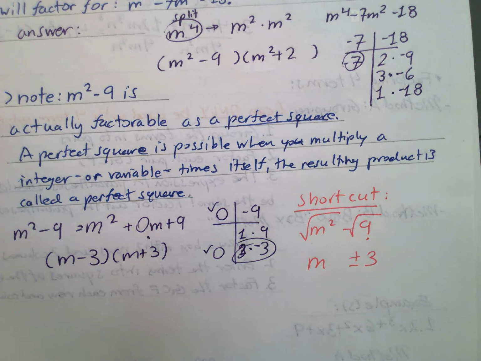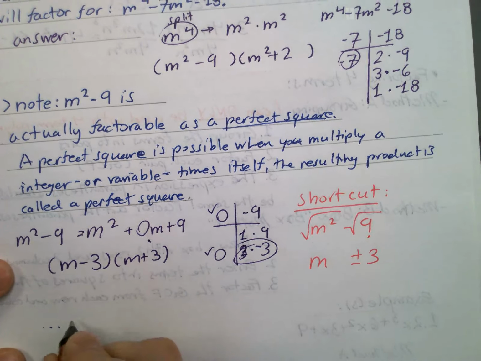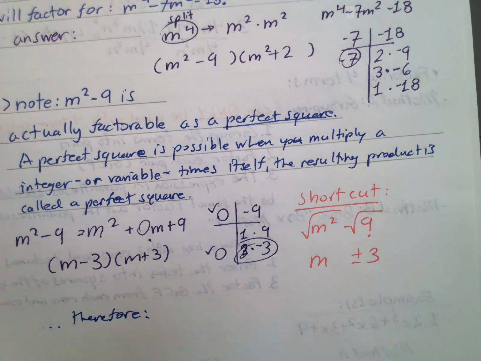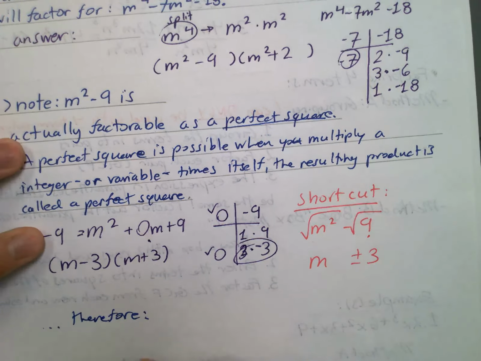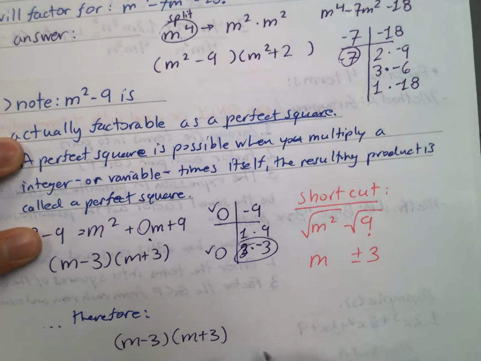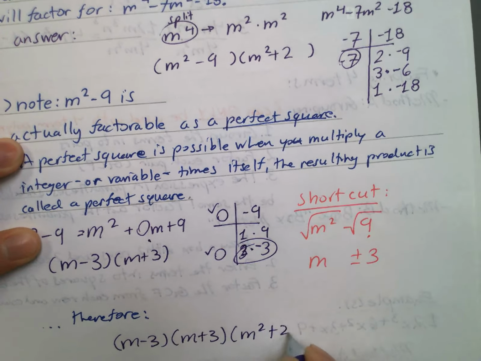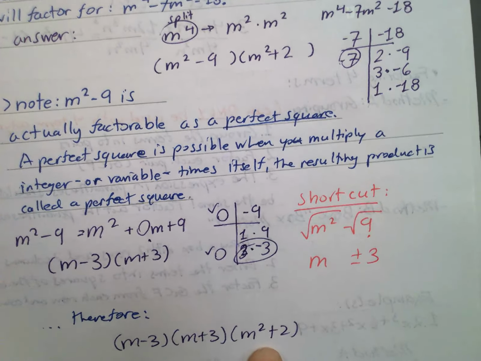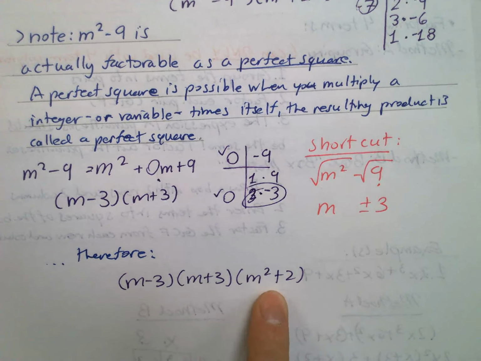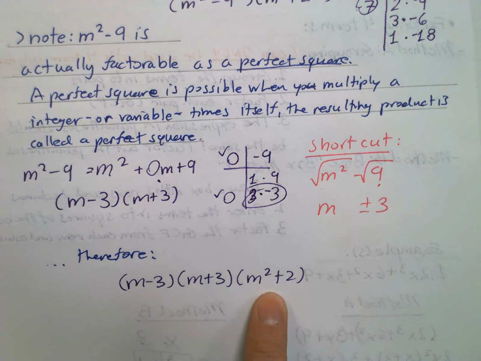So, therefore, my final answer will be m minus 3, m plus 3, and m squared plus 2. Notice that if the middle term is positive, you cannot factor it. It has to be negative in order for there to be a perfect square. If you remember back to the worksheet we did, it basically showed you that when we did all those examples.